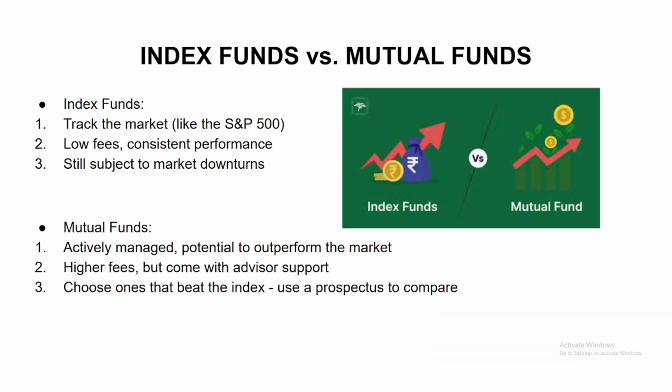Index funds versus mutual funds. Index funds track the market like the S&P 500. Low fees and consistent performance, but they are still subject to downturns. Mutual funds are actively managed and have potential to outperform the market. They have higher fees but come with advisor support, which is very important if you don't know what you're doing with your money or you're new to investing. You need to choose mutual funds that beat the index, and by doing this you could use a prospectus to compare.